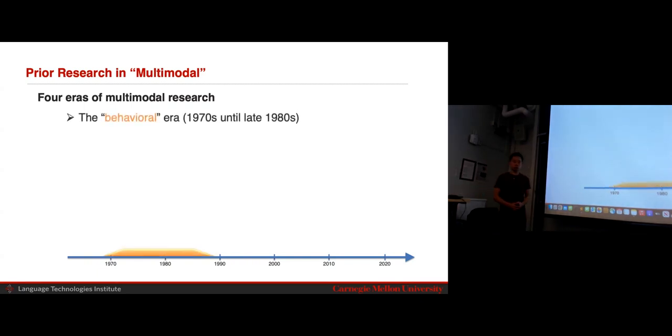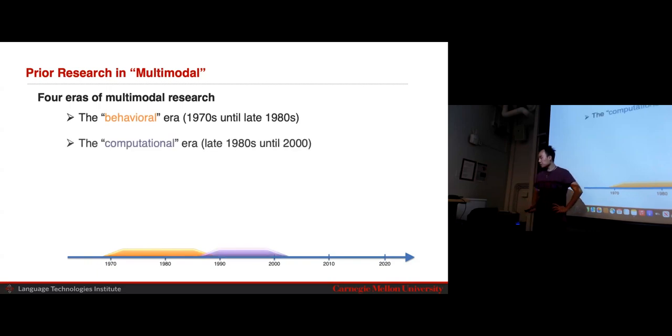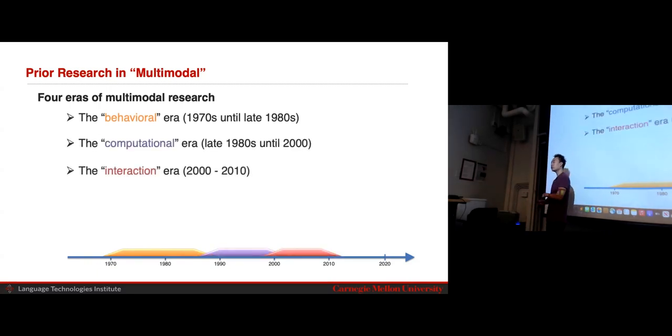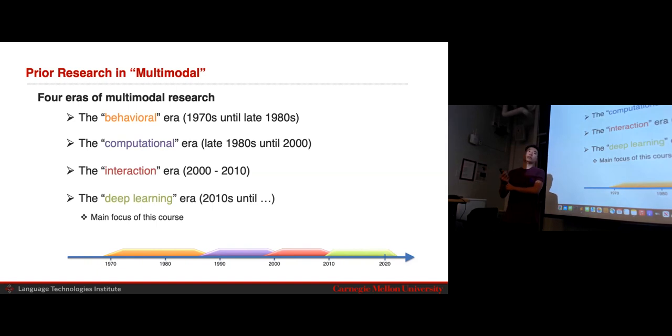And there were four eras of multimodal research: the behavioral era, the computational era, the interaction era, and nowadays the deep learning era. Of course, we're going to focus a little bit more on the deep learning era since the 2010s with your big GPUs, LSTMs, and CNNs. But a lot of the modern multimodal datasets and models and tasks are very much inspired by the previous four eras. So some examples of each era.